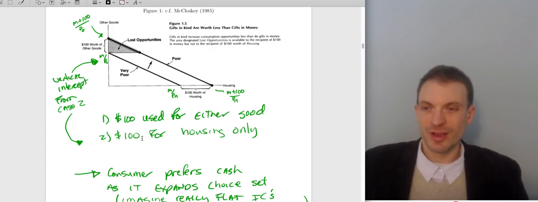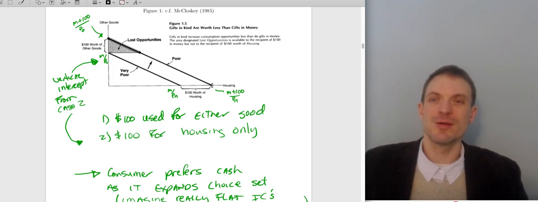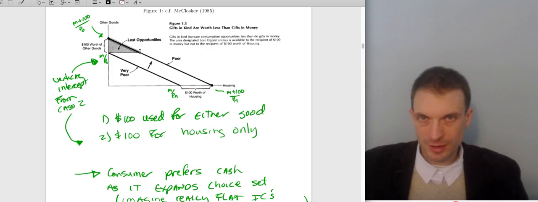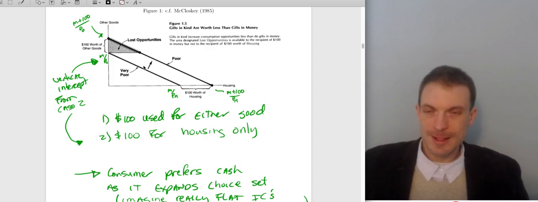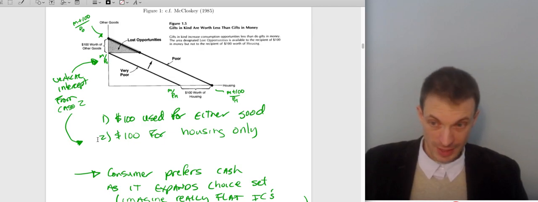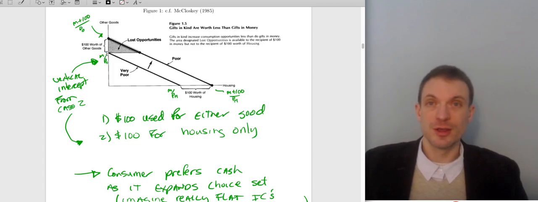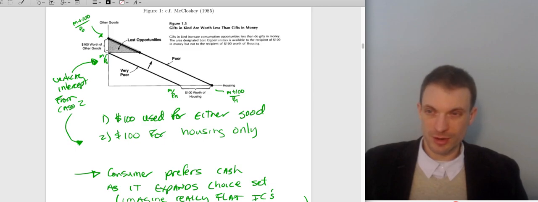What happens if I get the $100 only for housing? Well, that's just going to shift the bottom portion of the budget constraint. The vertical intercept, the other goods intercept in case 2, where the $100 is applied to housing only, is still right here, because I don't have any additional income to spend on other goods. So the maximal amount of other goods I can afford is still right here. The maximal amount moves along this area right here, and then she's shaded in the lost opportunities.